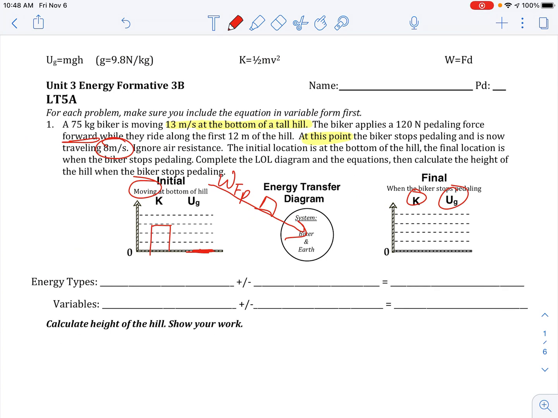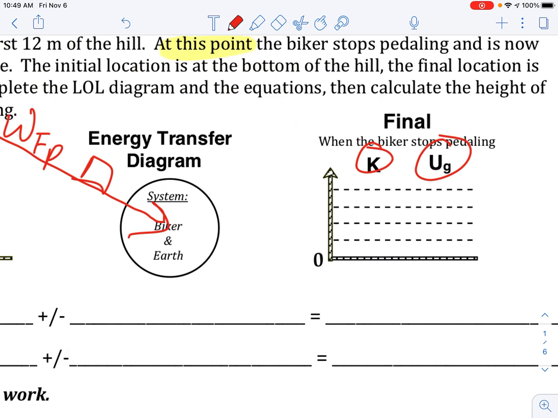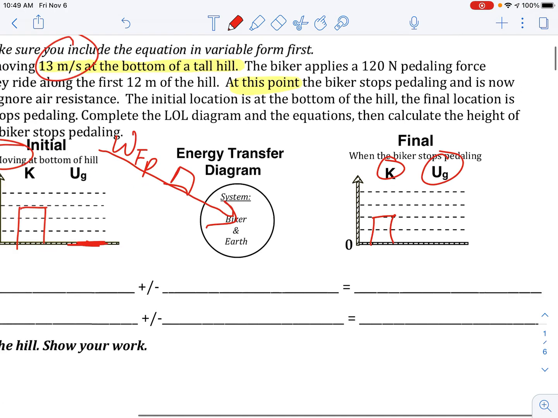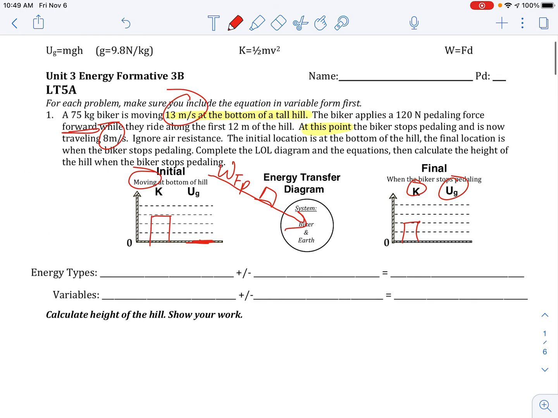He's going slower than at the bottom of the hill. At the bottom he was going 13 meters per second, and now he's going 8, so I'm going to give him less kinetic energy at the end than at the start. He had 3 at the start, so let's give him 2 at the end. How much UG should he have? Energy is conserved, so the total energy needs to be accounted for. If we had 3 units here and 0 there, and 1 added in, that should equal 4. We've got 2 here, so there needs to be 2 in UG.